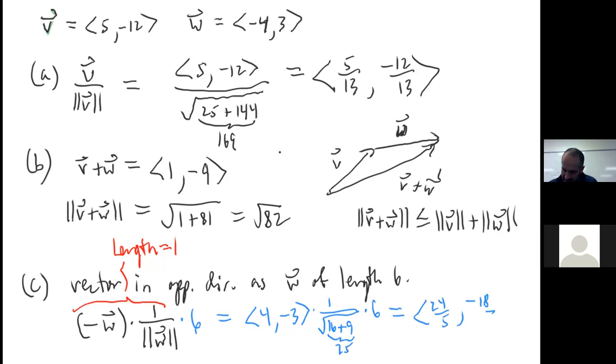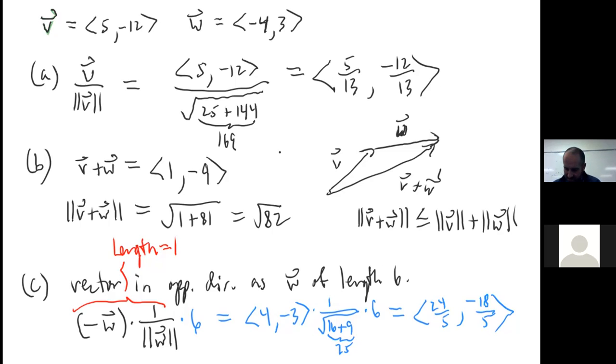Negative 18/5. Okay. Any questions on that? So to get the opposite, hit it with a minus sign. To get length 6, first make length 1, then scale it by 6. Yeah? I wanted it to be length 70. I would scale it to be 1 and then multiply by 70. Yeah? Any questions on that?